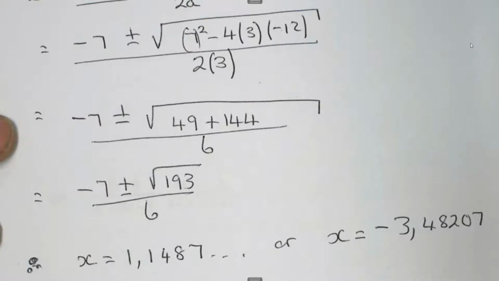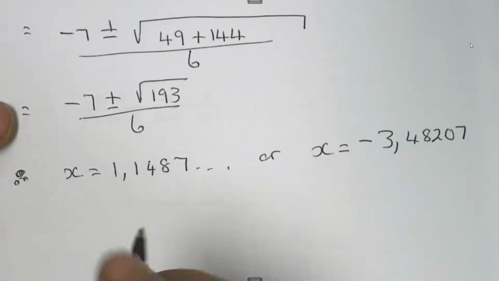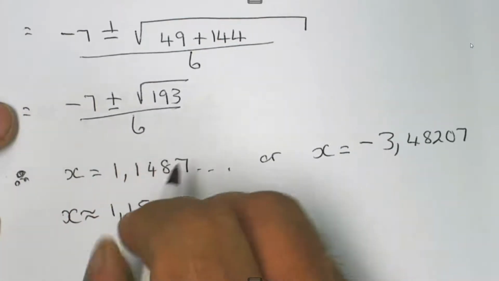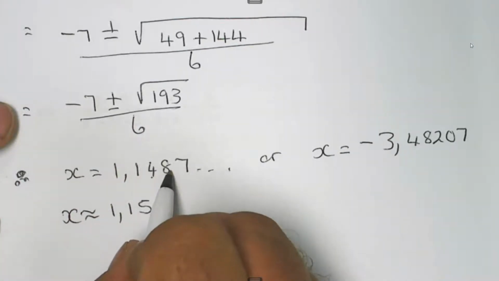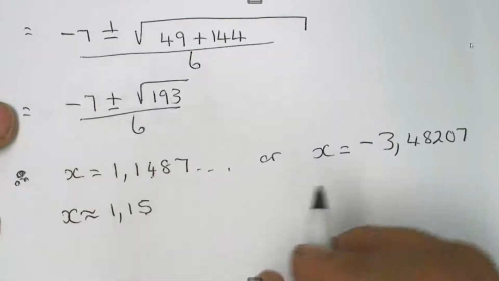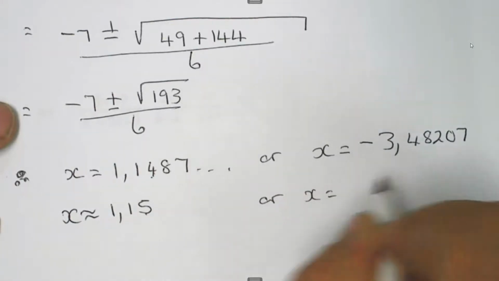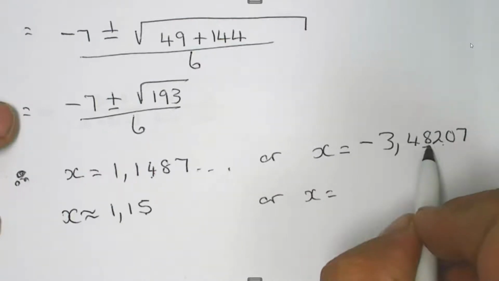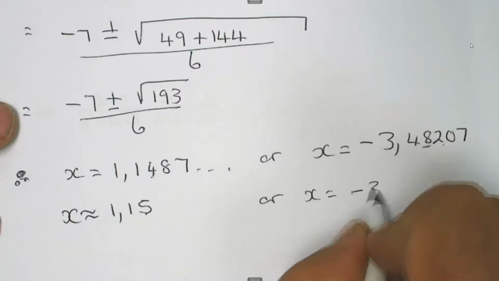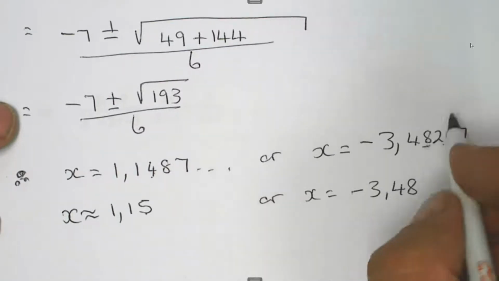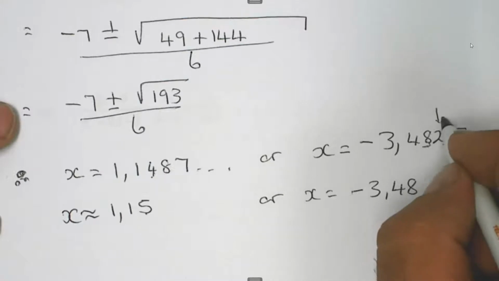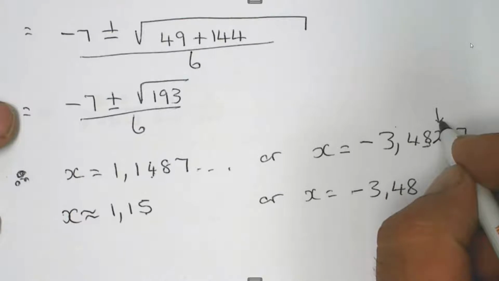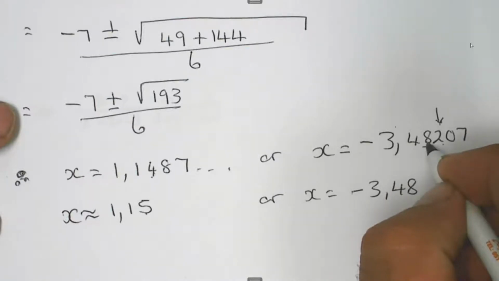and it is negative 3,48207. So if you round off to the second decimal place, x is approximately equal to 1,15. Now if you look at the fourth, 8 is 5 or more, so the 4 becomes a 5. Or x is equal to, if we round off to the second decimal place, we look at the third, it's less than 5, so it remains 8. So it's negative 3,48. Remember, to round off, if I round off to the second, I look at the third. If it's 5 or more, I round up. If it's less than 5, it remains the same.